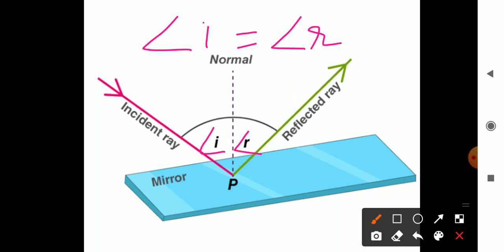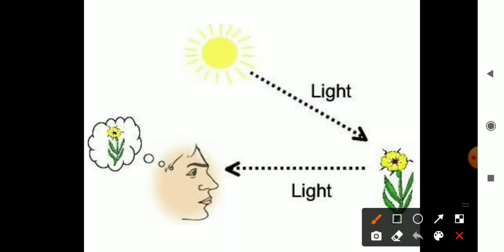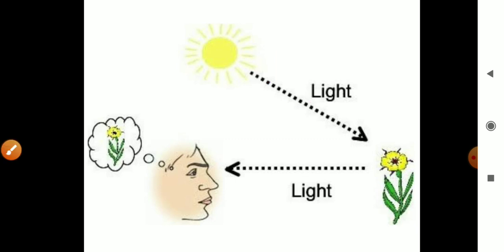Now you will be able to understand how we see the objects. In this case, this sun is a source of light. That means it will emit light in all directions. So this is an incident ray.